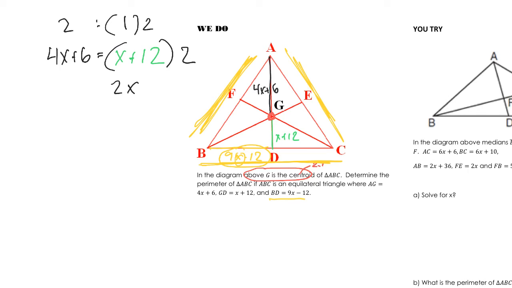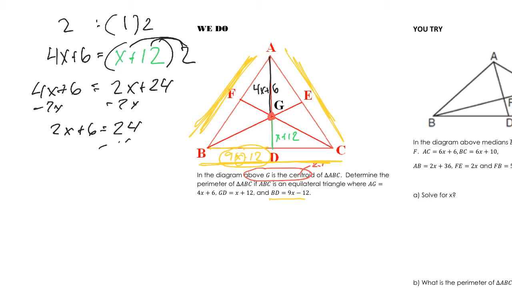So 2x plus 24, I'm distributing, equals 4x plus 6. Now I just got to solve for x. So minus 2x, minus 2x. So 24 equals 2x plus 6. Subtract 6. 18 equals 2x. 18 divided by 2 is 9. So x equals 9. I want to make sure I answer this question because I'm not done yet.